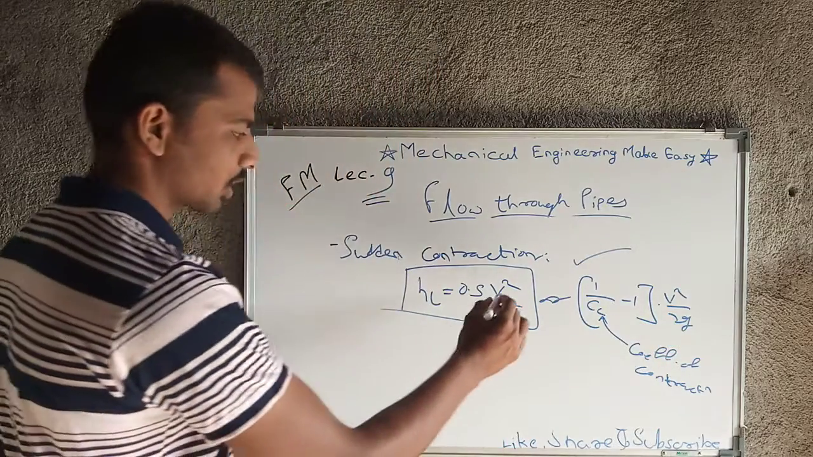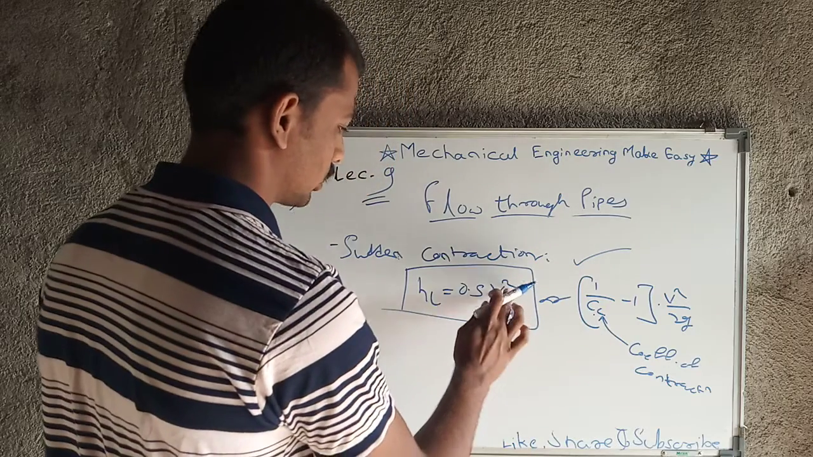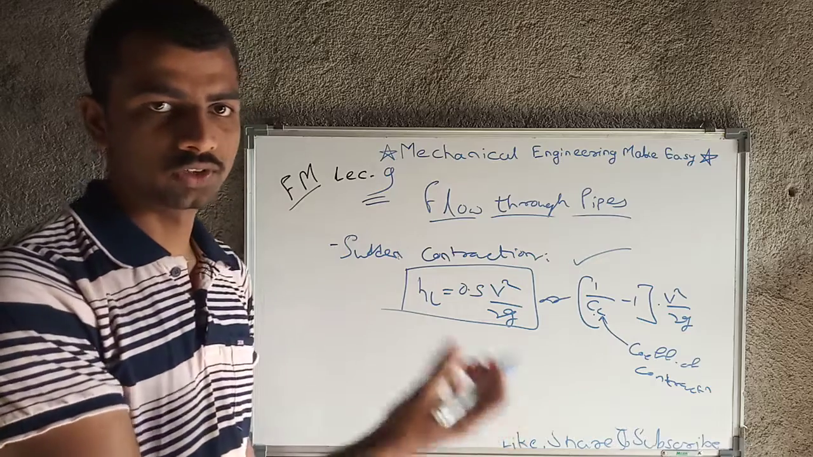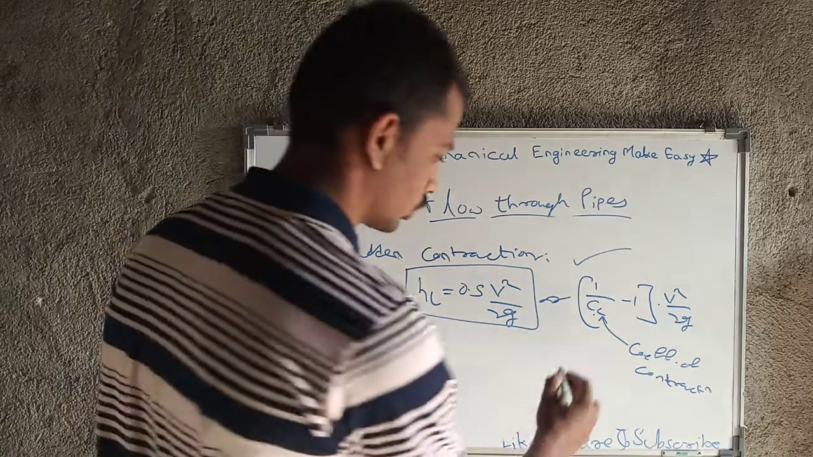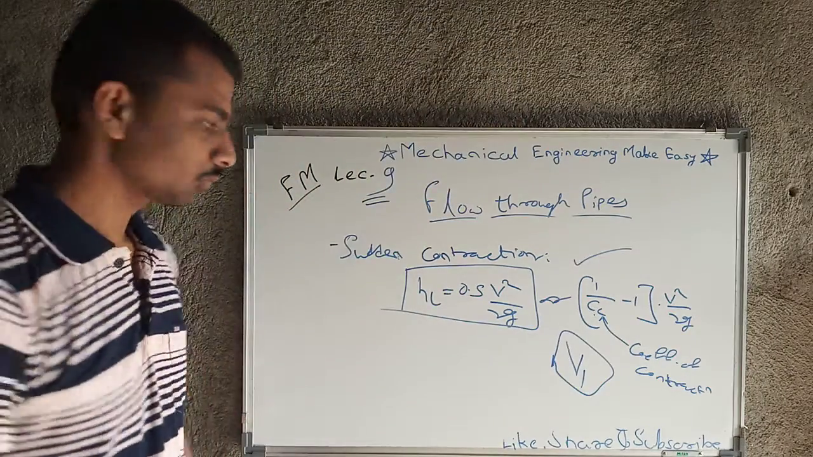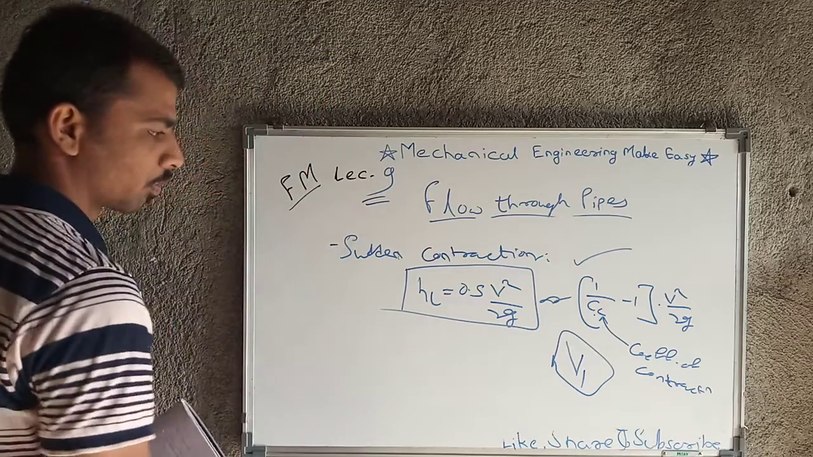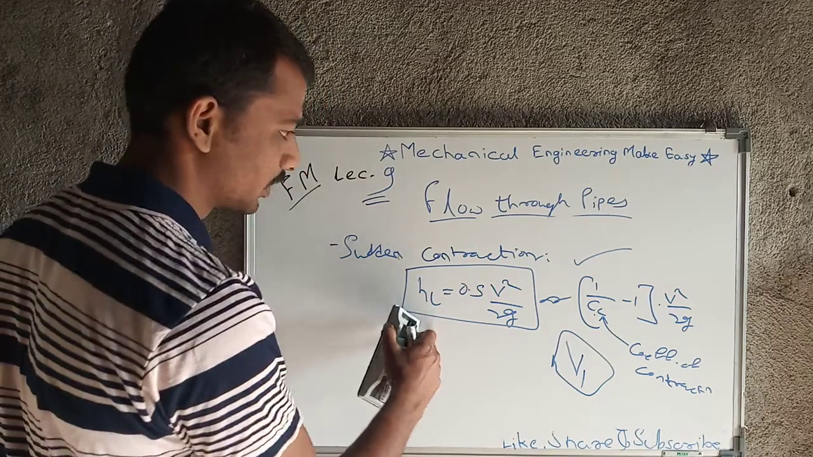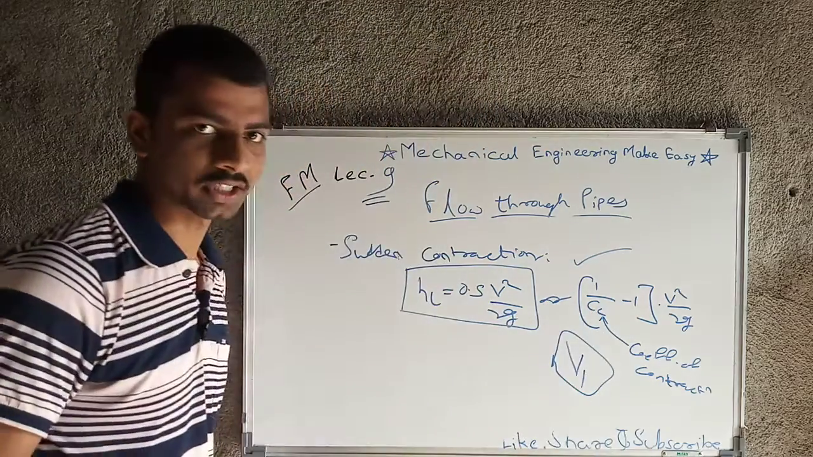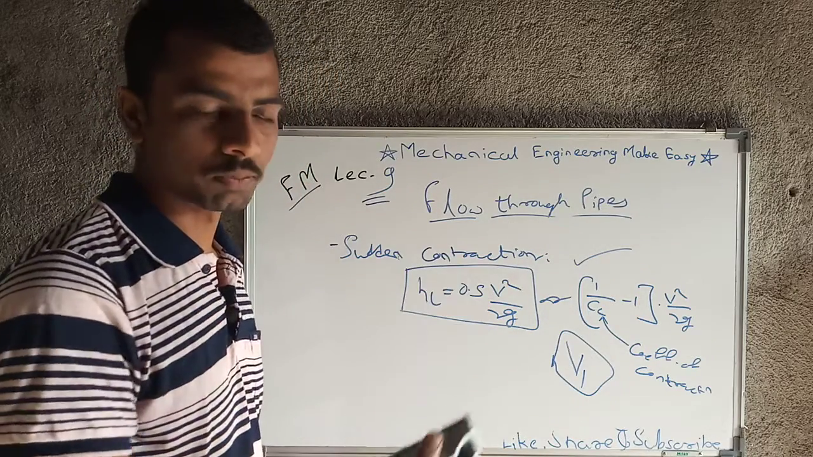So what are the parameters? This is velocity, this is g, and this is the coefficient of contraction. Here they have given only one velocity parameter, so use the velocity given, otherwise you can use the V1 parameter. So this is for sudden contraction. Note down both formulas, but probably you have to use the first one. But if the question itself gives Cc, the coefficient of contraction, then you have to use the formula 1 upon Cc minus 1 into V squared upon 2g.